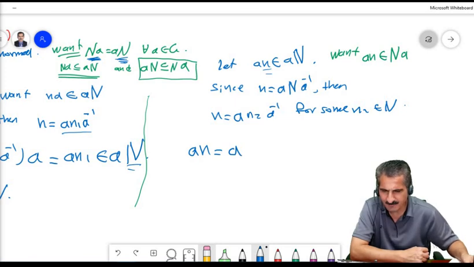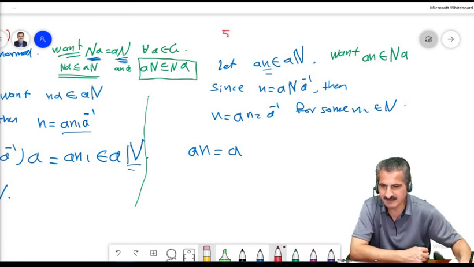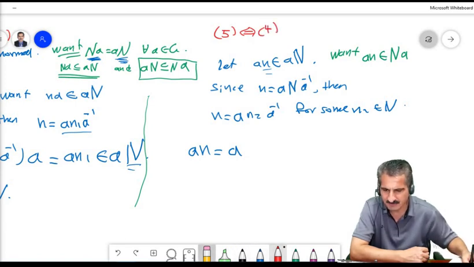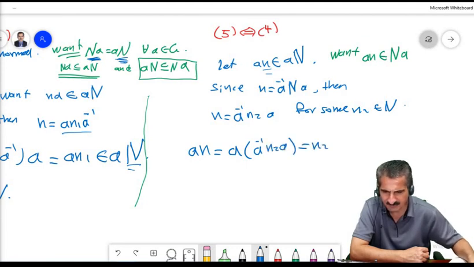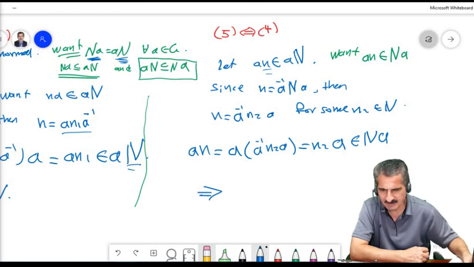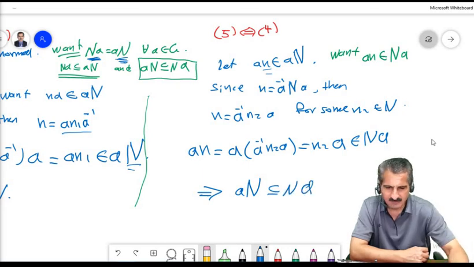I want to use 4 here. Nice, because we said 5 is equivalent to 4. Now I need to use part 4 here and say that I want the inverse to be A inverse N A. Nice. So this is A inverse N A. So, oops, A times n equals A. Now replace A times n by this and then use associativity and the identity, and we get that this belongs to N A. And now we got A small n belongs to N A. That means A capital N is contained in N capital A. And then we are done.